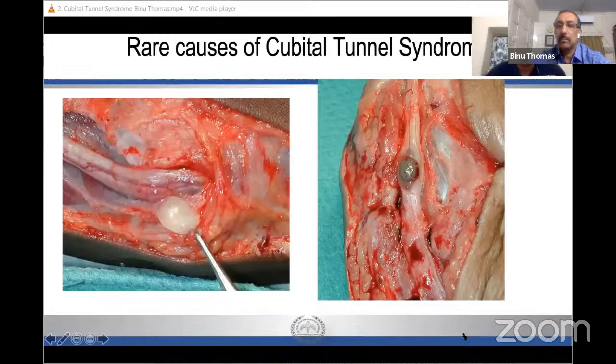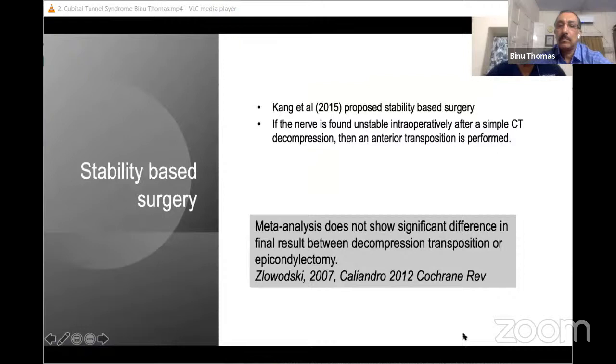It's interesting that meta-analysis of various procedures for cubital tunnel does not show a significant difference in the final result between simple decompression, transposition, or epicondylectomy. So Tang et al. proposed a stability-based surgery: after doing a simple decompression, if you flex the elbow and the nerve subluxates, go on and continue to do an anterior transposition. We generally follow this in our patients also.